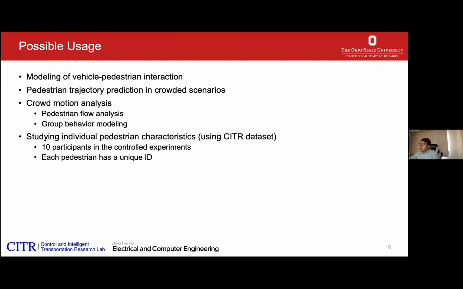And specifically, if you use our CITR dataset, you can study the individual pedestrian characteristics. That is because the CITR dataset conducts control experiments, and we have in total 10 participants in the control experiments, and we were able to assign each pedestrian a unique ID. So this would be very helpful to study the pedestrian characteristics.